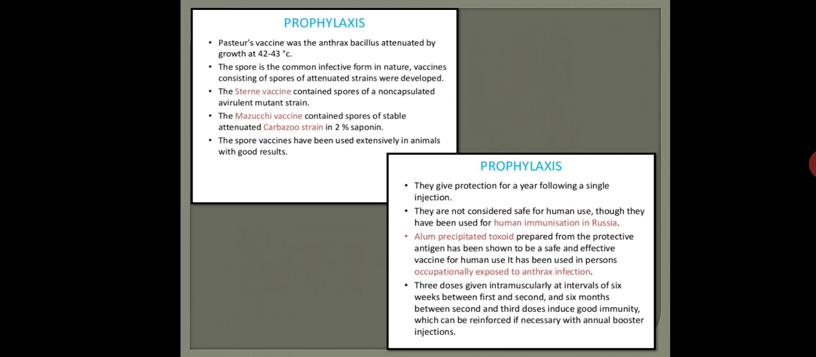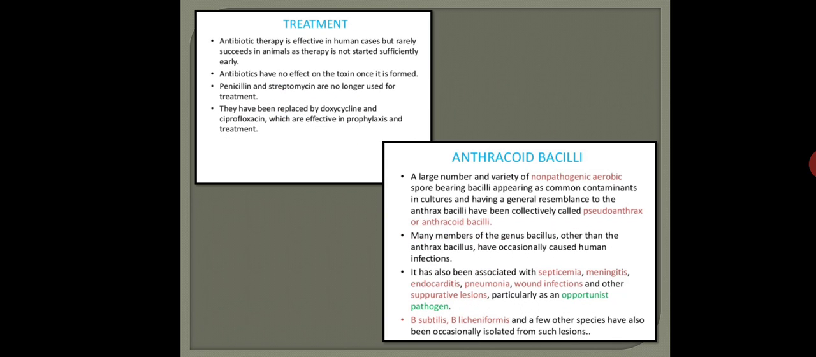Different vaccines are there: Stern vaccine, Mazuchi vaccine and Carbozzi strain. The Carbozzi strain is mainly used for spore staining or for the identification of the spores. So this is all about the prophylaxis. Now, what can we do in treatment?